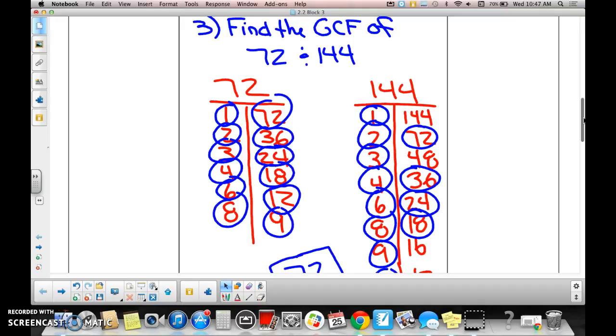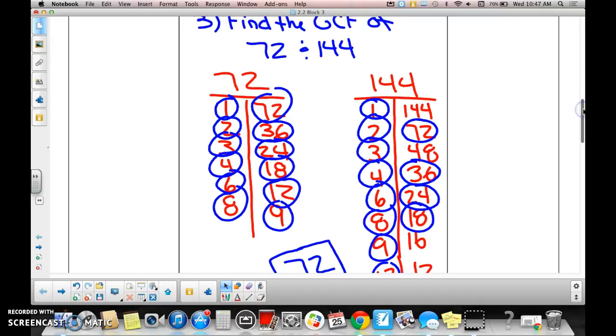Okay? And then what we did after we decided we're going to use factor pairs, where do you always start when creating factor pairs? Jonathan? 1 times whatever the number is, right? Then you just keep on working from 1 to 2 to 3 to 4 until you match your numbers up on both sides of the factor pair, and you're done. Yes or no? Yes. Okay?